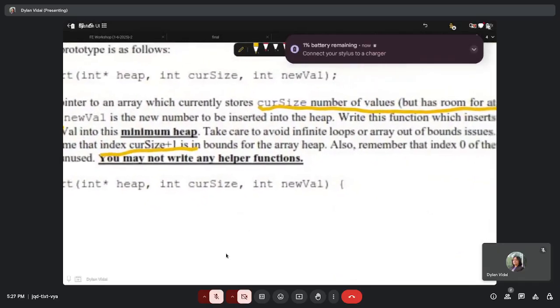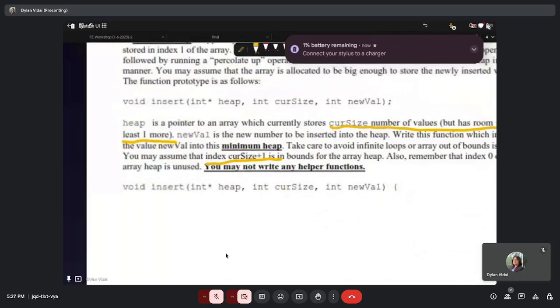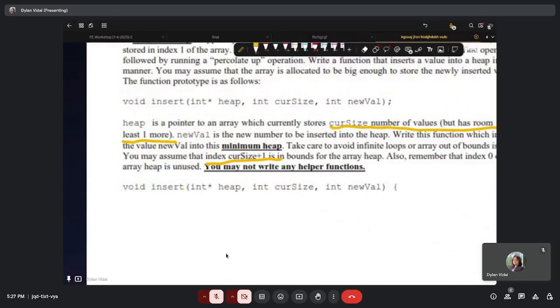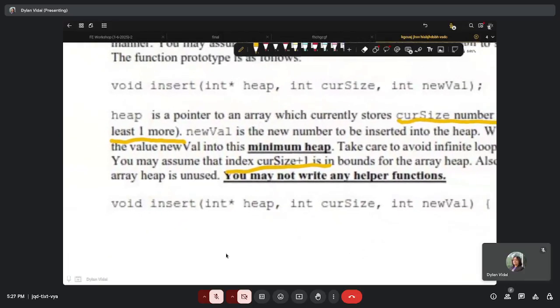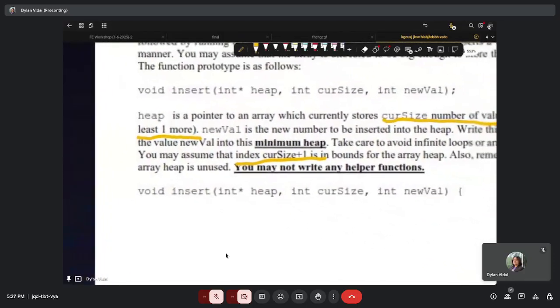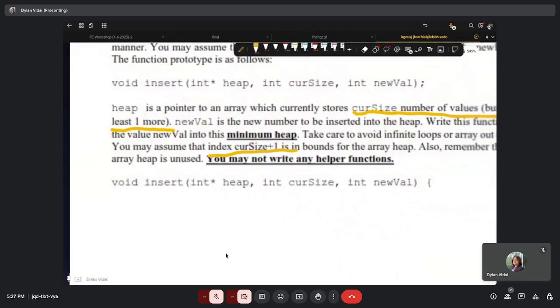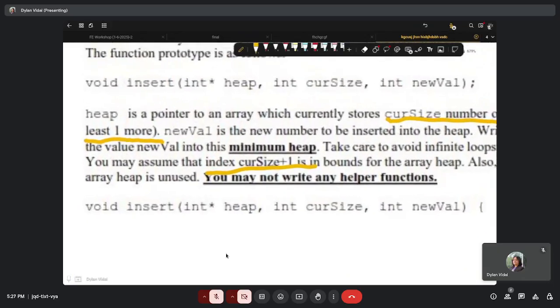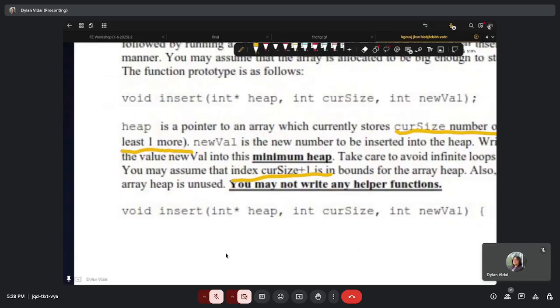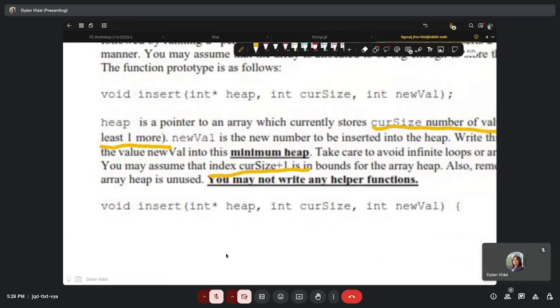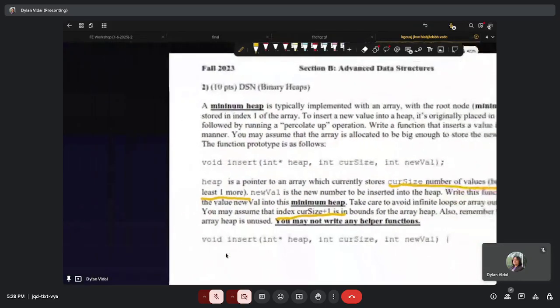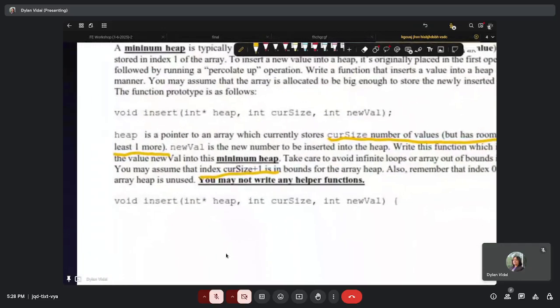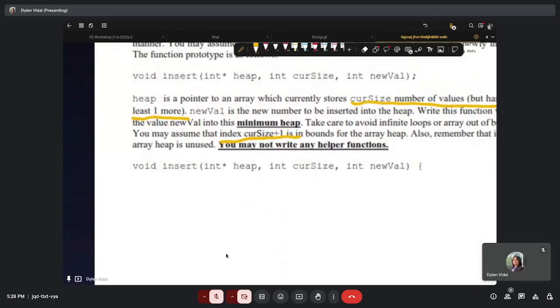Also, remember that index 0 of array heap is unused. Oh, so maybe they have index 0, but they just don't like it. Oh, wait. It's because if you're percolating upward, they probably don't want you to go to index 0, which has nothing. That makes sense. That's why they're using index 1, I guess. So you may not write any helper functions. Okay. So what can we start with here?